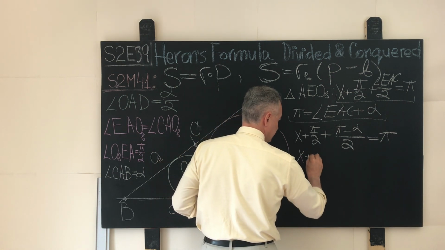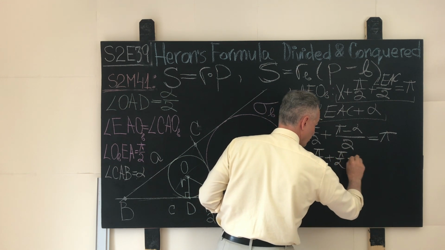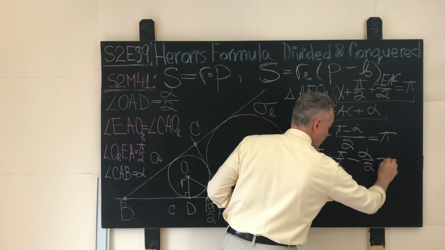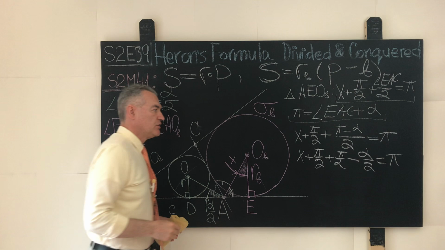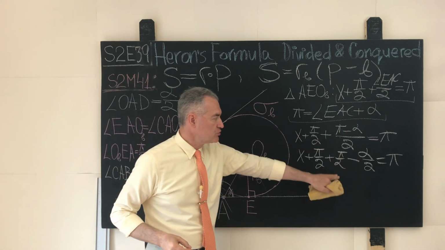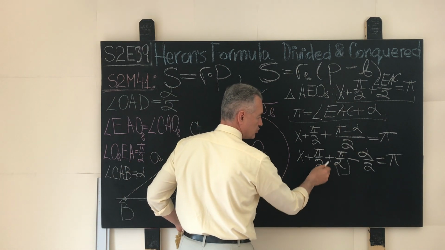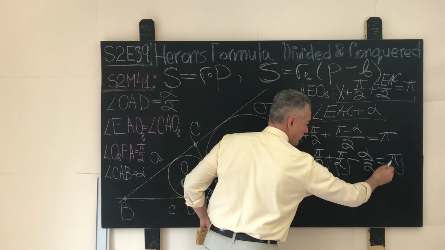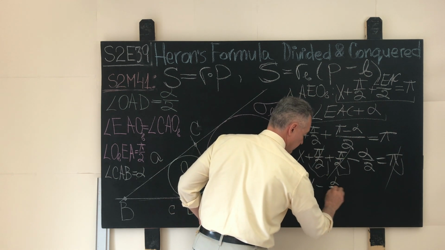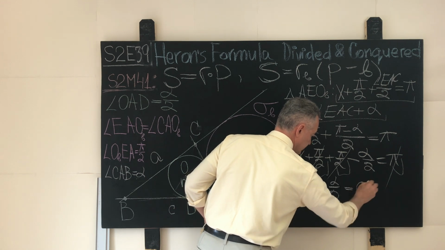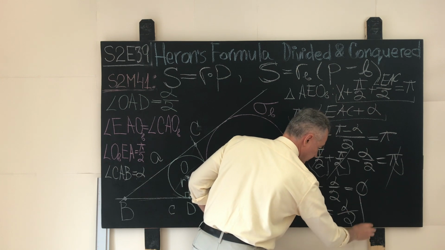Spell it out. X plus pi over 2 plus another pi over 2 minus alpha over 2 equals 2 pi. You see, split this ratio into two fractions, pi over 2 minus alpha over 2. Now, what is going on here? Pi over 2 and this pi cancel each other out. And what do we have? X minus alpha over 2 equals 0. In other words, x is equal to alpha over 2 precisely.